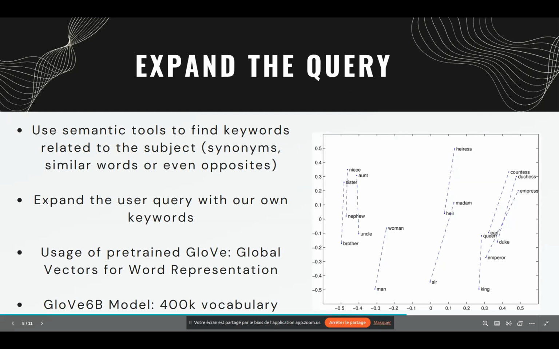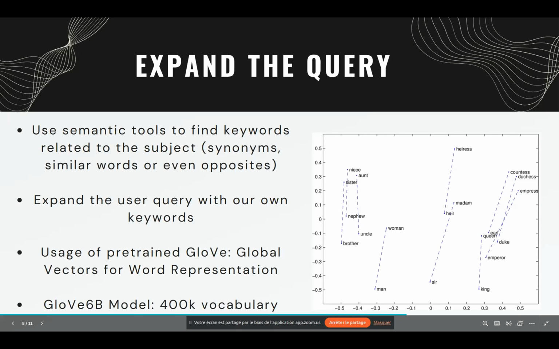So what we are doing is that we are using semantic tools to find keywords that are related to the subjects. So that could be synonyms, similar words, or even opposites. Why opposites? Because maybe if we want to look for movies that are talking about marriage, we should also look for divorce in the scripts because these terms are related, and a movie about marriage can talk about divorce. So to do that, we want to expand the user query with our own keywords.